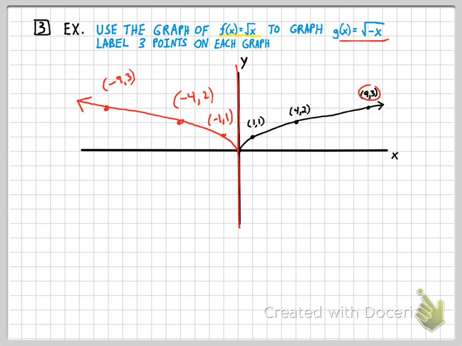Some of you may have looked at this equation and said, I can't take the square root of a negative number, and that's exactly right. You cannot, but notice that all the inputs on the red graph over here are negative numbers, and when you take the opposite of a negative number, you get a positive number, and therefore you can do the square root. So everything works out there, and that's what your g of x looks like.